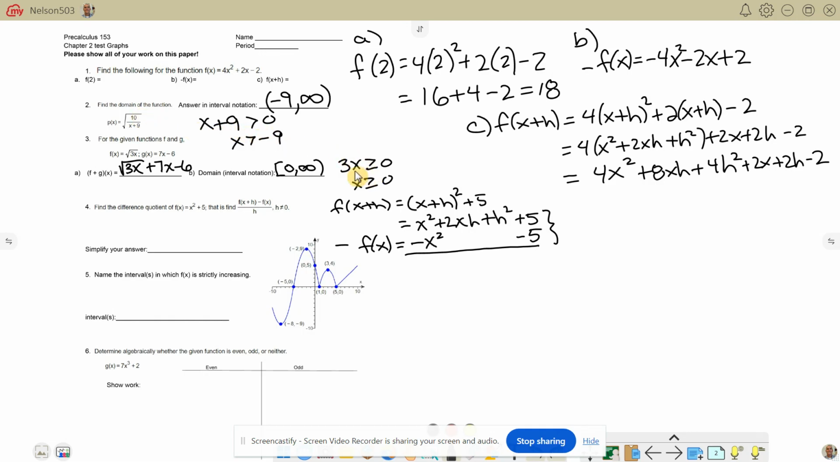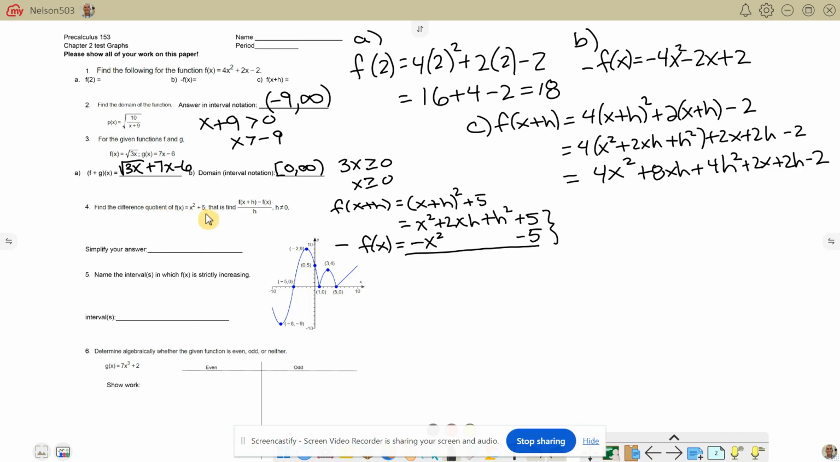But down here it can be equal to because we're not dealing with a fraction. We can take the square root of 0. You just can't have a negative in there. So do you see how it changes from a parenthesis to a square bracket on this one? Interval notation again.